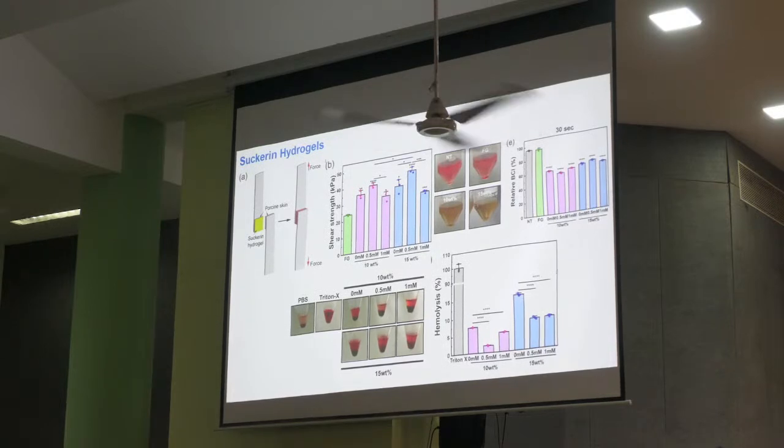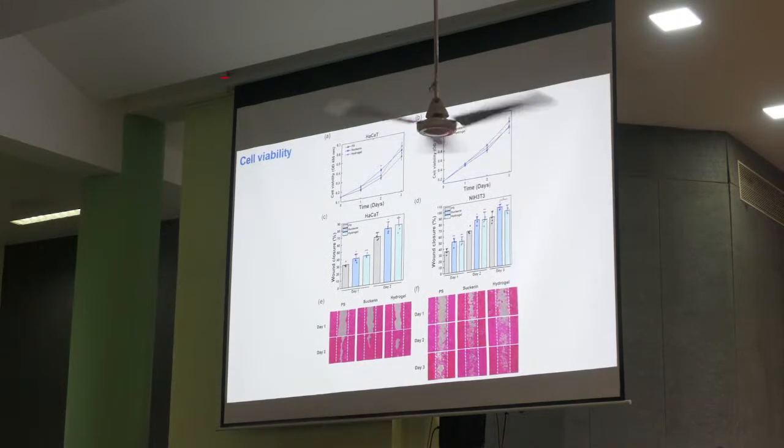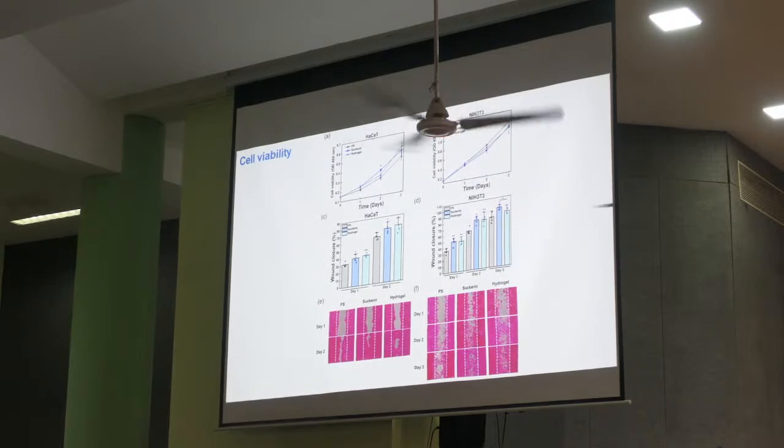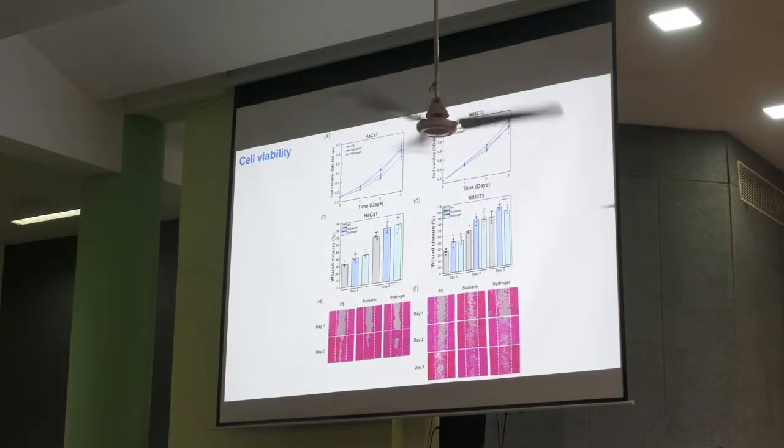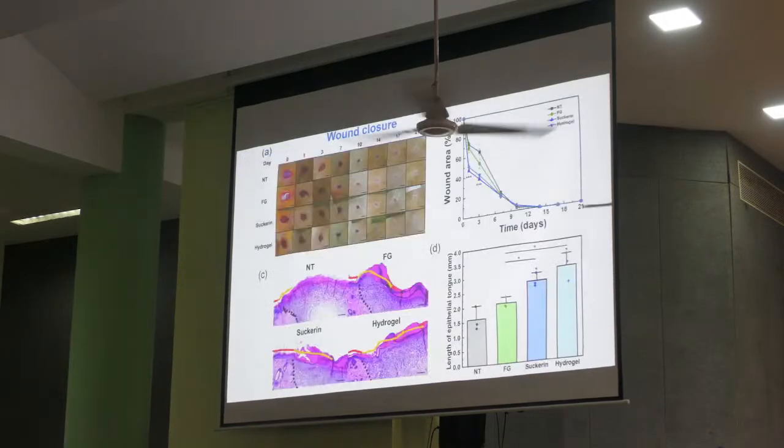It's not working, I guess. Yeah. Okay. So when we seed the cells and check viability over a different number of days, using two different cell types, it is completely viable using our saccharin material. So that's what we see with the different stains, and we can see that it is compatible.